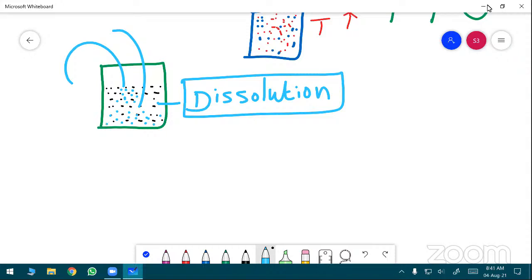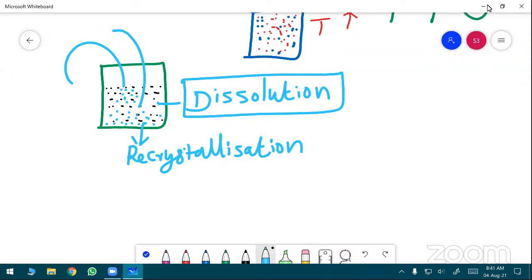Again, you will see a solid solute. This process is called recrystallization. Okay, dissolution and recrystallization is clear.